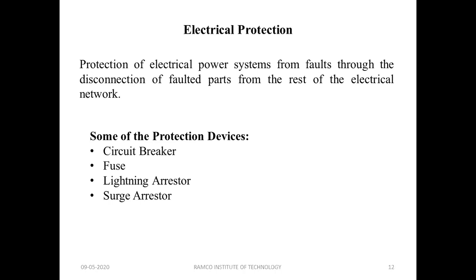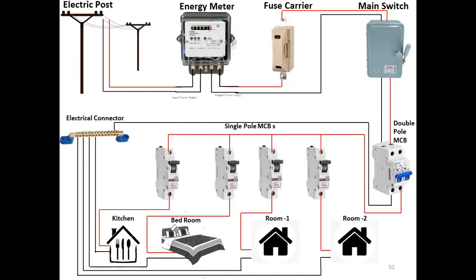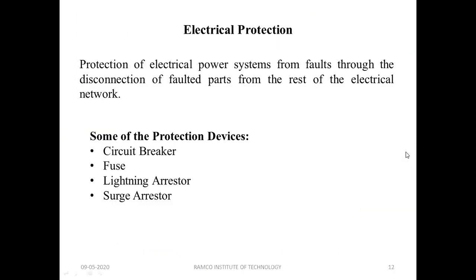Right? So name some protection devices. We have circuit breakers in our distribution board, that panel board. You could see the circuit breakers. See here, in the circuit we have 4 single pole MCBs and 1 double pole MCB. Then the fuse. It is general and conventional, and still we are using this fuse as a protection device.